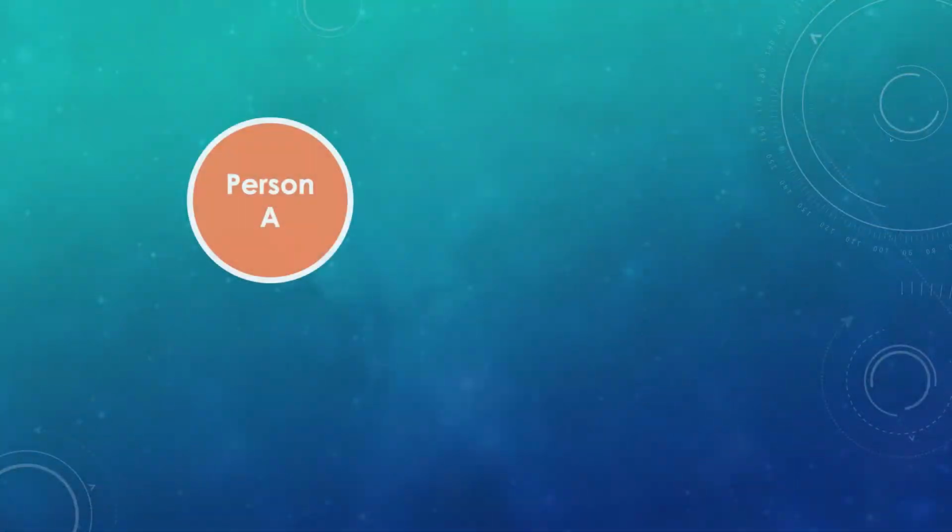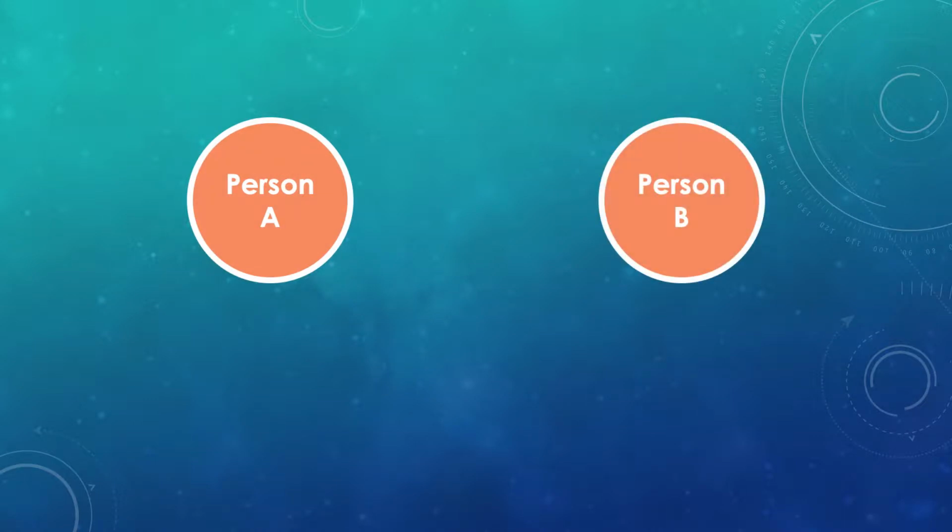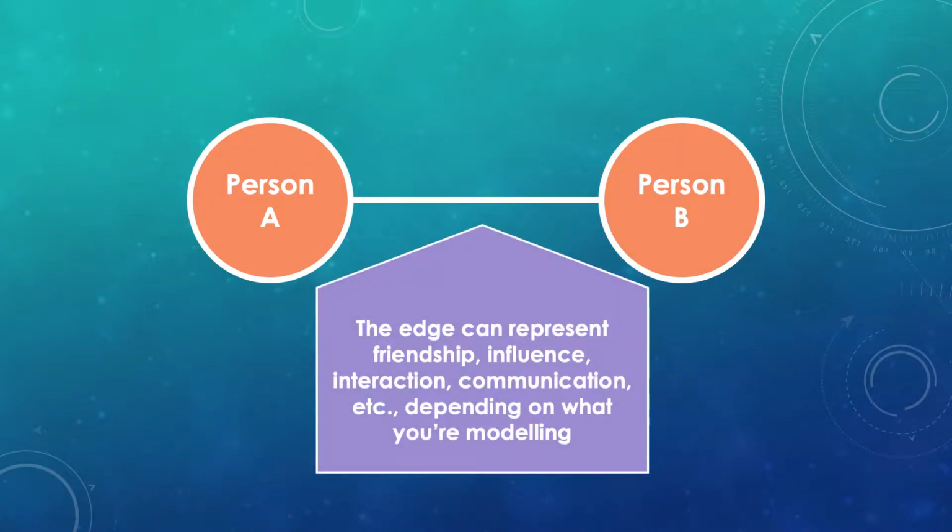Now, at the very core of social network analysis is the use of graphs. Every node or circle represents a person. Every line, every edge represents either a friendship, influence, an interaction, or regular communication, or so on. It all depends on what you're modeling.